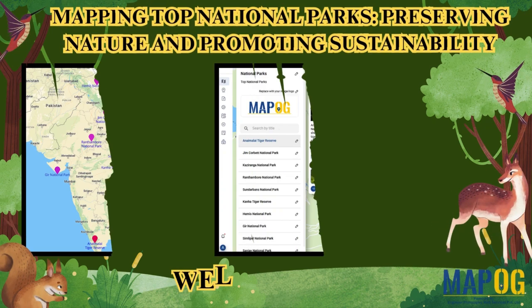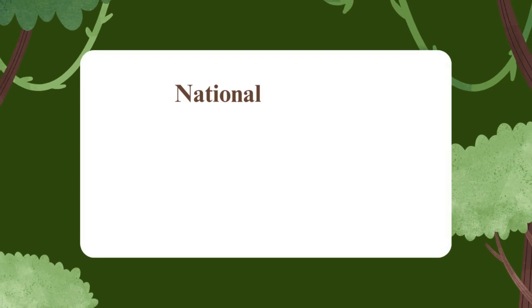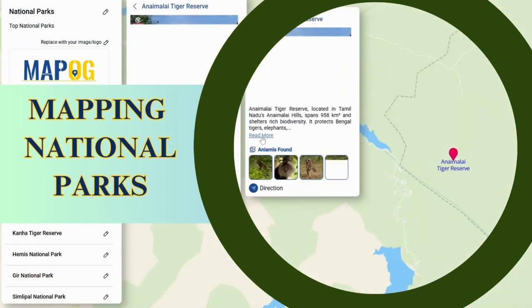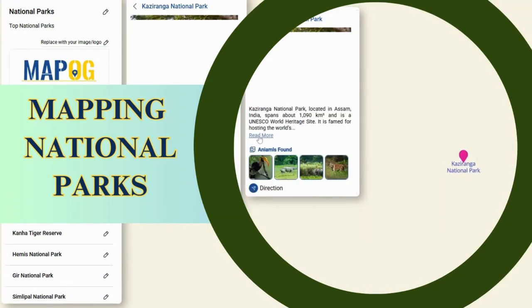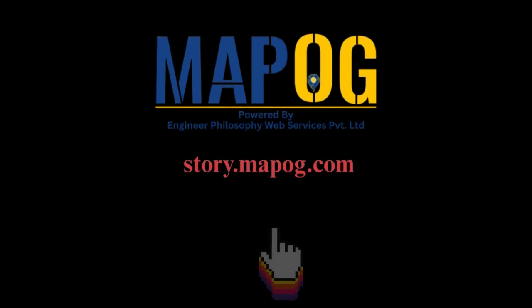Have you ever wondered how we can better protect the world's most breathtaking landscapes? National parks are the soul of our planet, vibrant, untouched, and teeming with life. Today, we're exploring how cloud-based mapping platforms like MAPOG are changing the game, helping us visualize and protect these incredible ecosystems with unprecedented ease. Let's dive in.